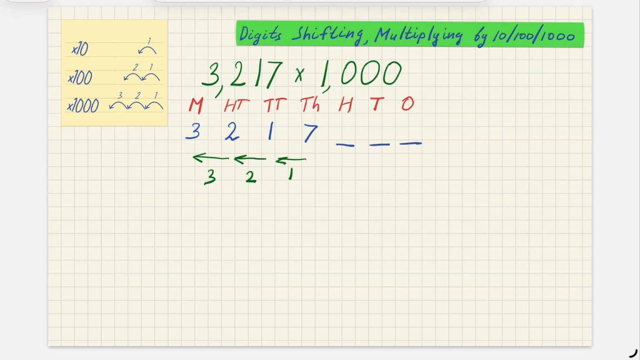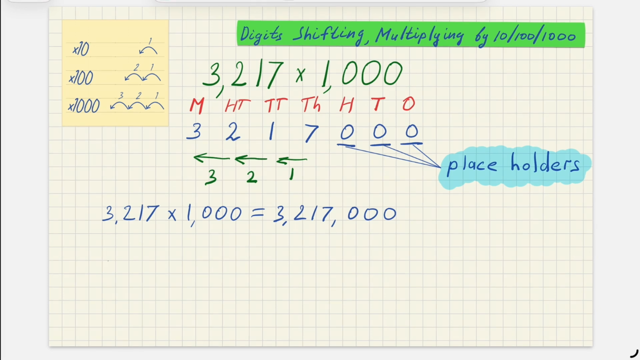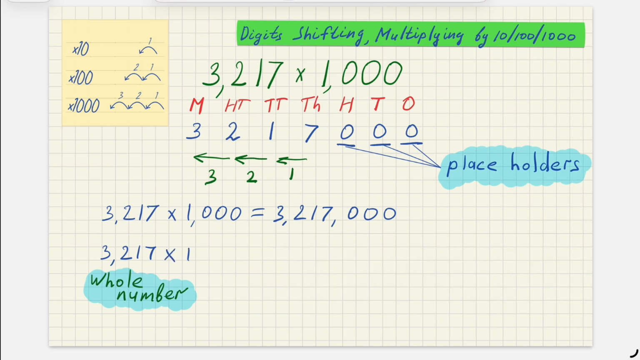Add 3 zeros or 3 placeholders to the end of the number, the same number of zeros as in the number 1,000. So 3,217 becomes 3,217,000. The number becomes 1,000 times larger, but the digits themselves stay in the same order. We can also use a second method. Because 3,217 is a whole number, we may apply the shortcut. When multiplying a whole number by 1,000, we simply add 3 zeros to the end of the number. This gives 3,217 times 1,000 equals 3,217,000. Both methods lead to the same result.